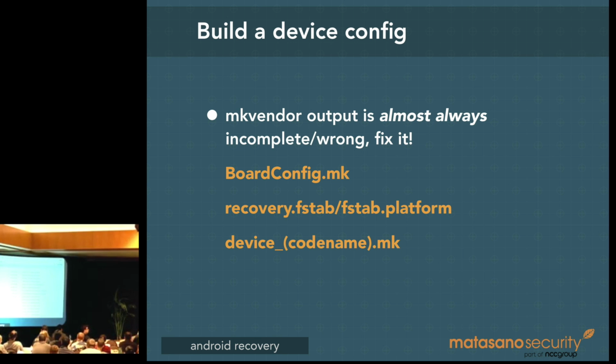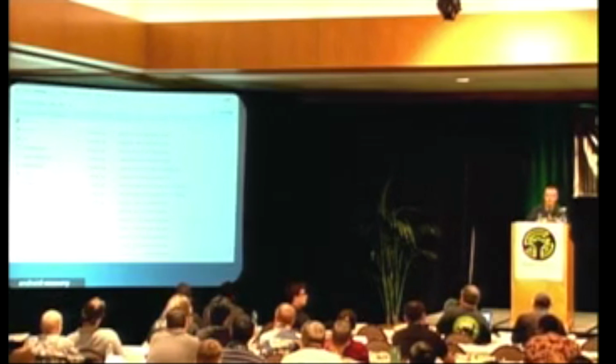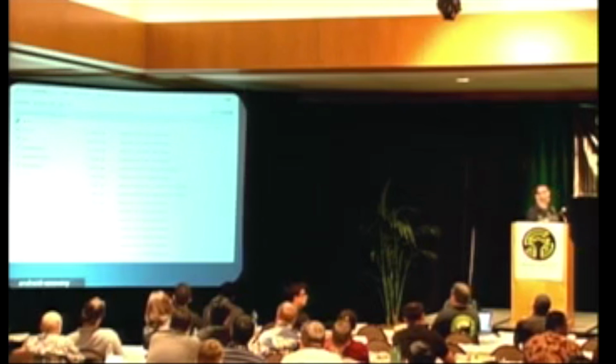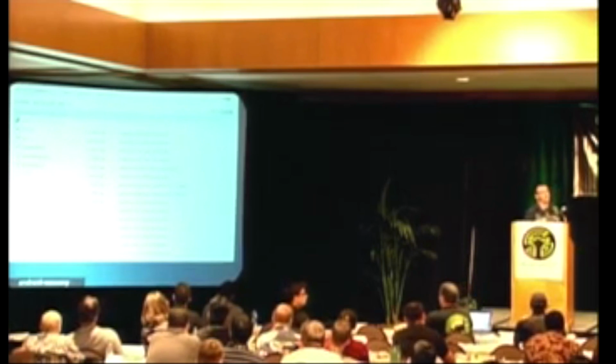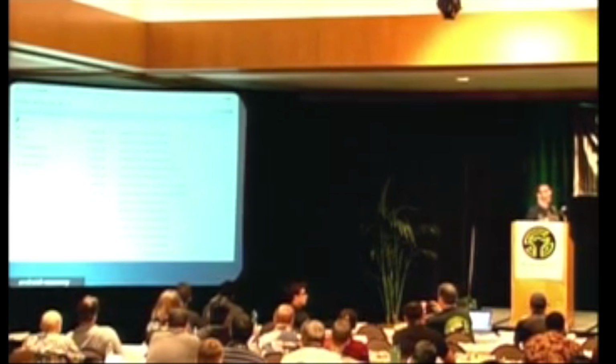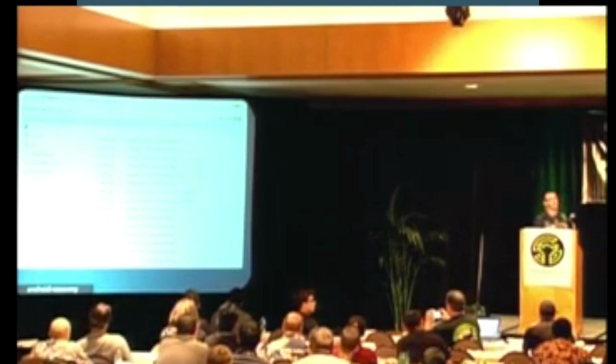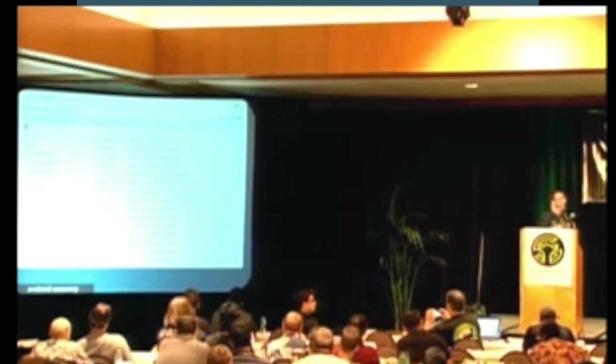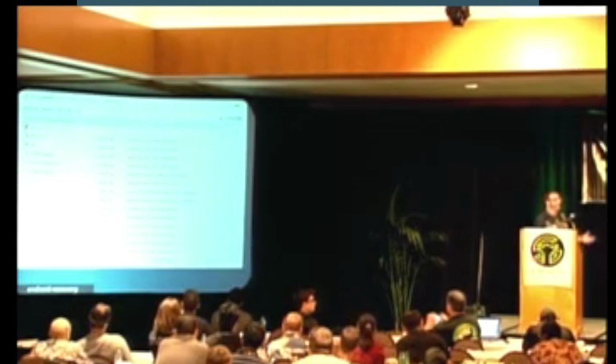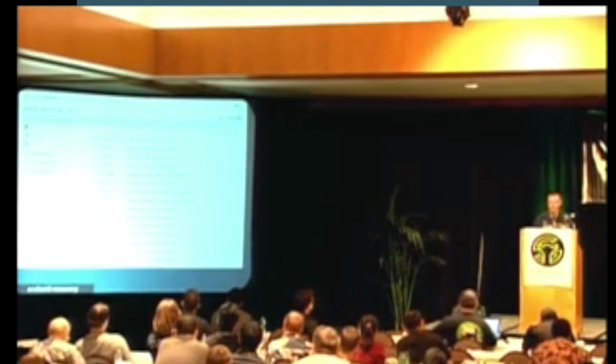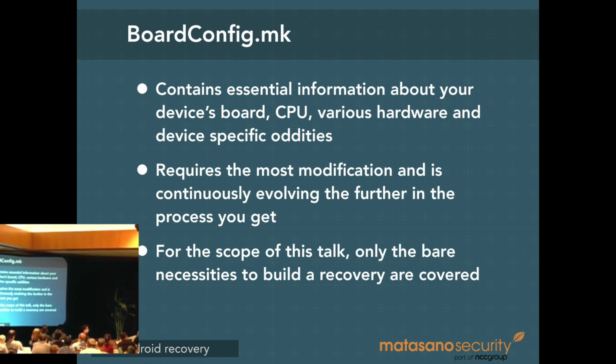And so here we can see this is the Droid DNA, I believe, on Verizon. And I've marked with an X the files that make vendor generates for you. Everything else in there is something that I added as part of trying to get this recovery to boot up on it. But that gives you a good example of here's what's generated, and now go fix it, basically. So we'll talk about the board config itself.